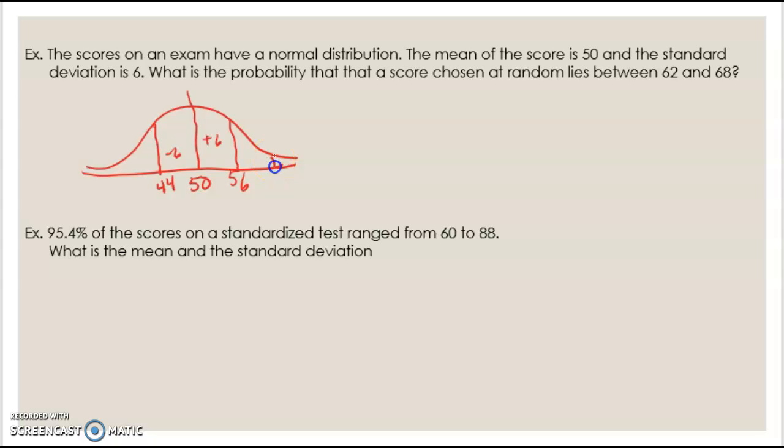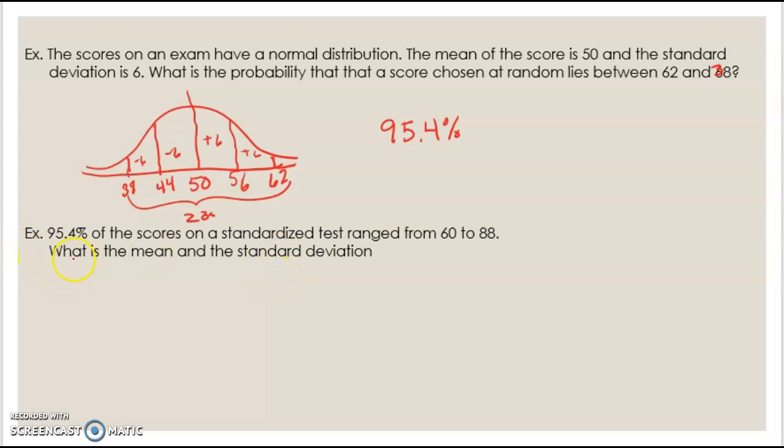Up 6 again is 62, and down 6 is 38. I just see that I've got a mistyping there. That should be 38. Okay, so what is the probability? Well, that is 2 standard deviations right there. So that percentage is 95.4%.